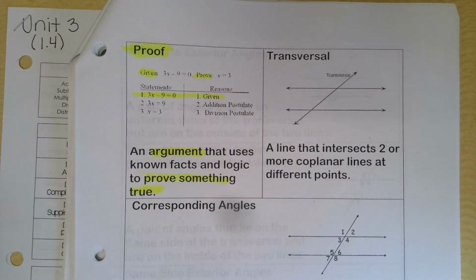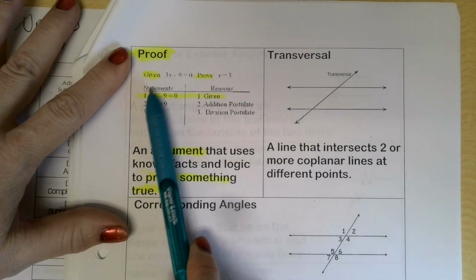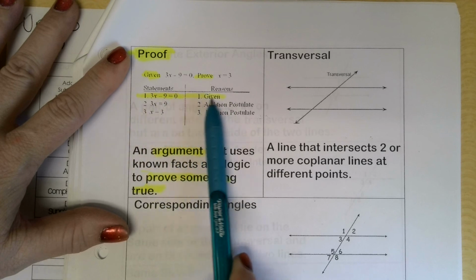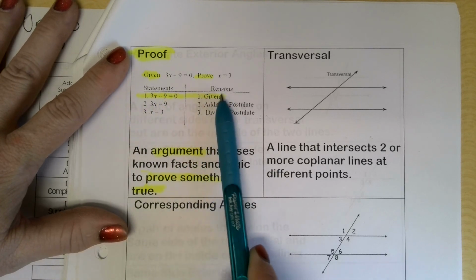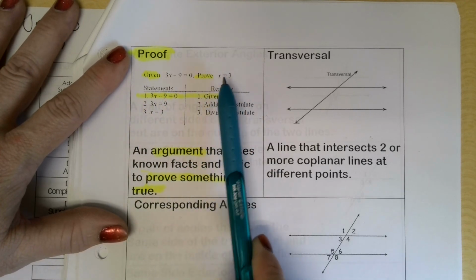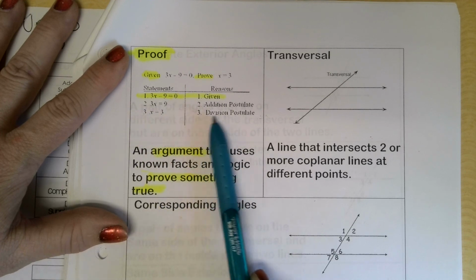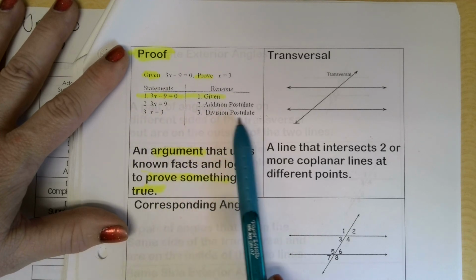So obviously you've seen proofs already. So let's just go over the parts again. We have the given. The given is always the first step, and you use the reason given. The last thing is the prove. That's the last step, but this reason is never prove.